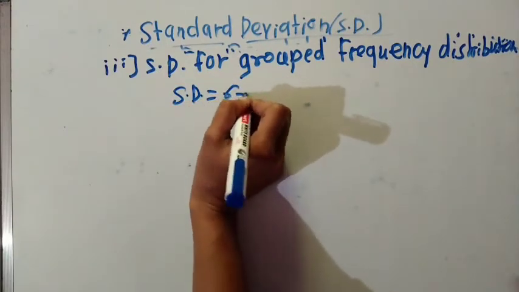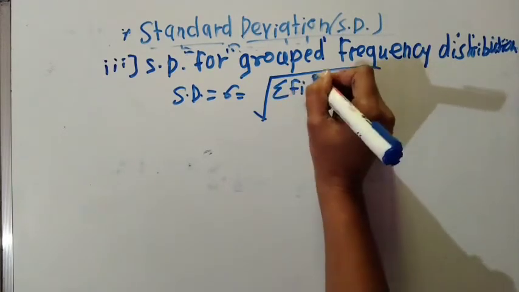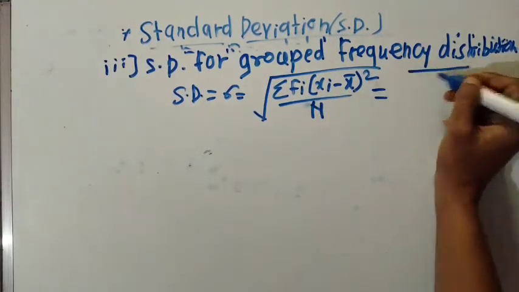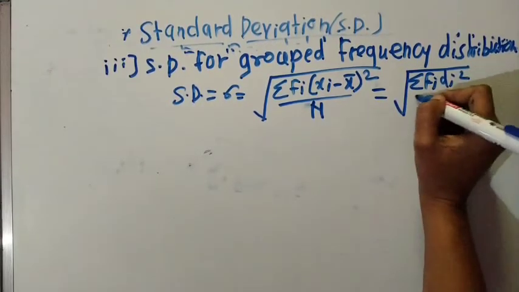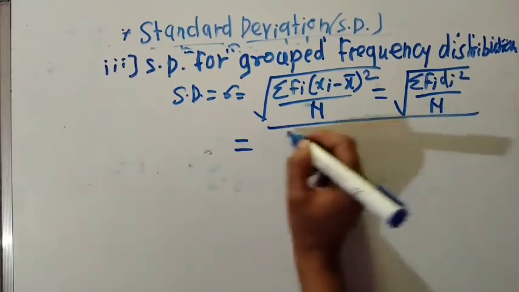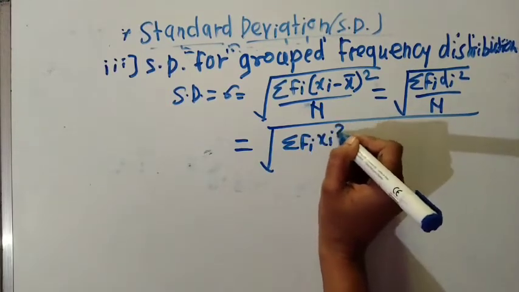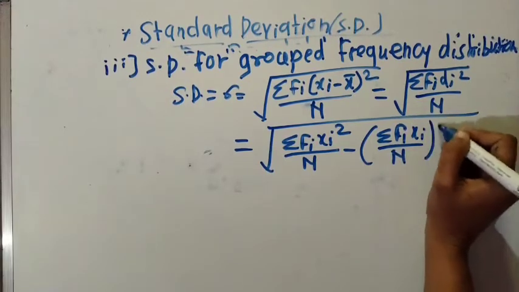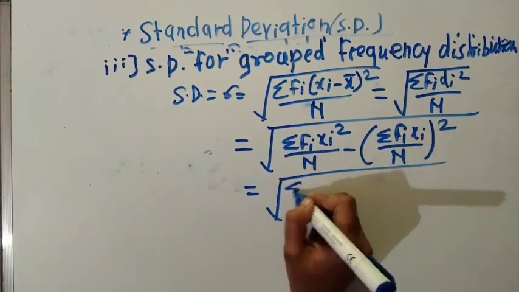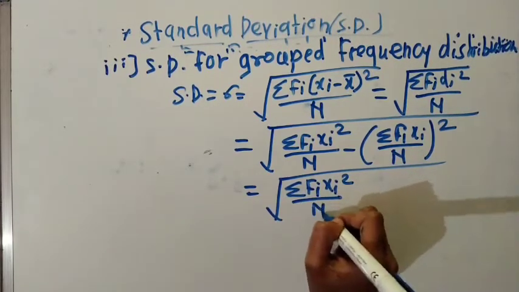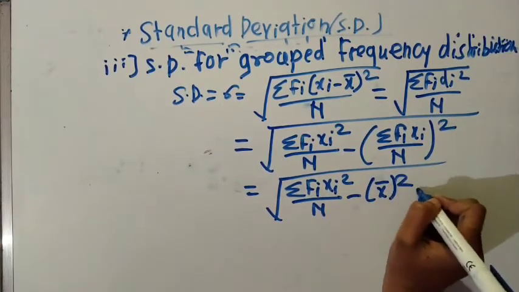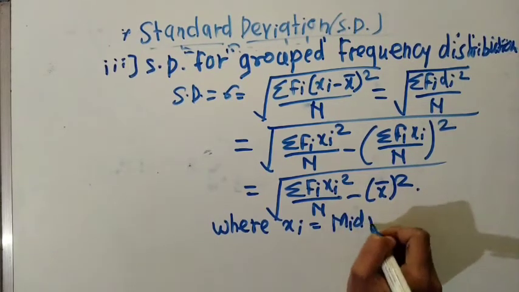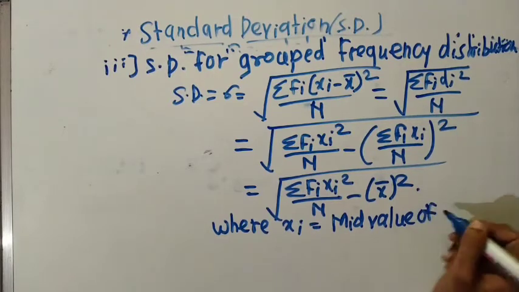Standard deviation for group data: sigma is equal to the root of summation of fi (xi minus x bar) square upon n, which is equal to the root of summation of fi di square upon n, which is equal to the root of summation of fi xi square upon n minus (summation of fi xi upon n) square, which is equal to the root of summation of fi xi square upon n minus x bar square, where xi is the mid value of the class interval.